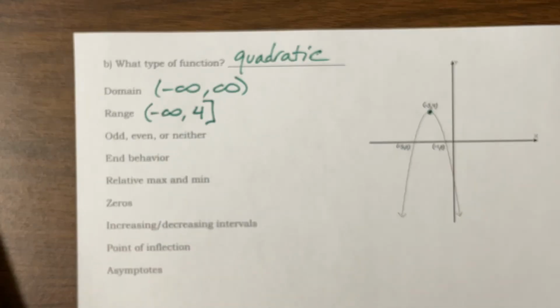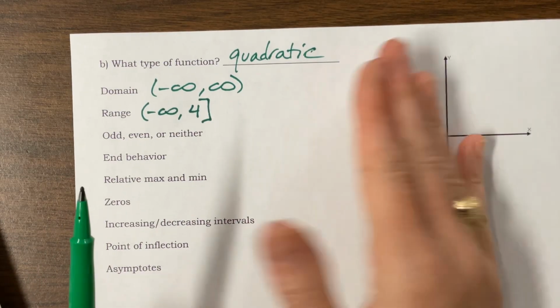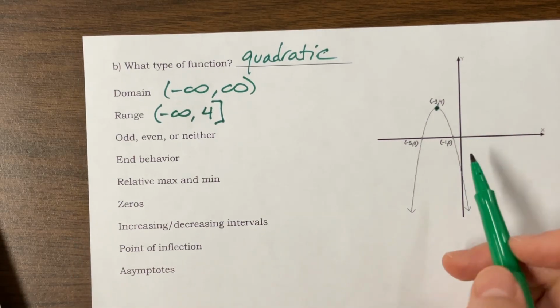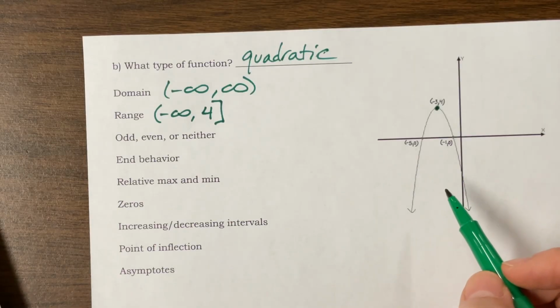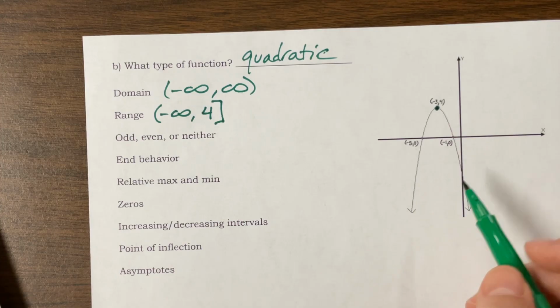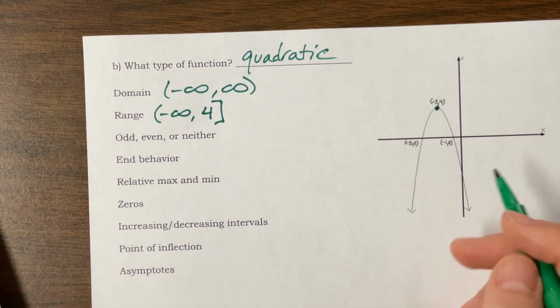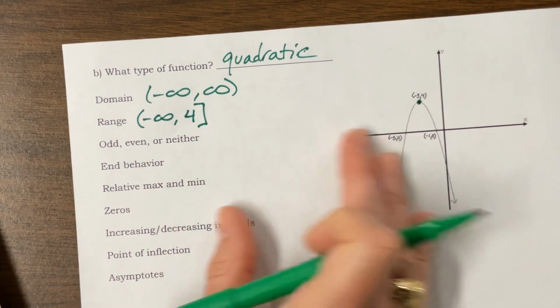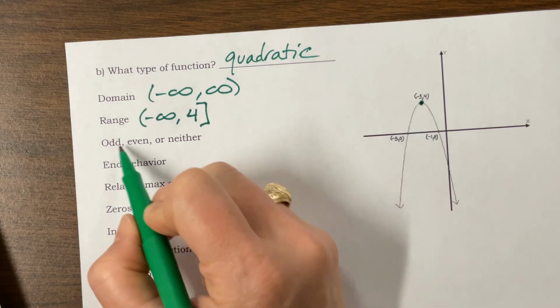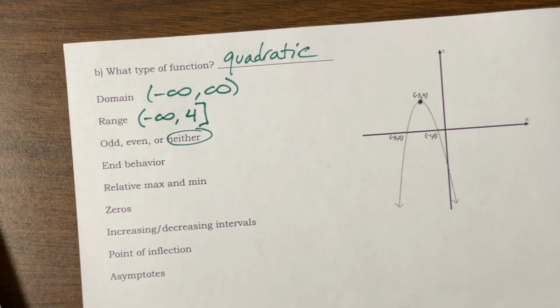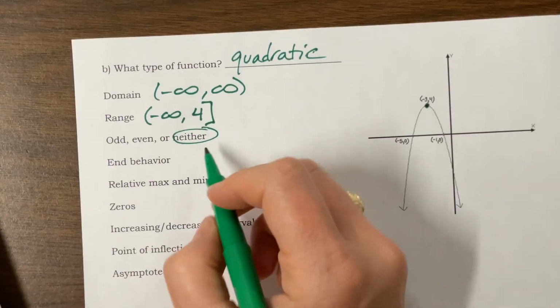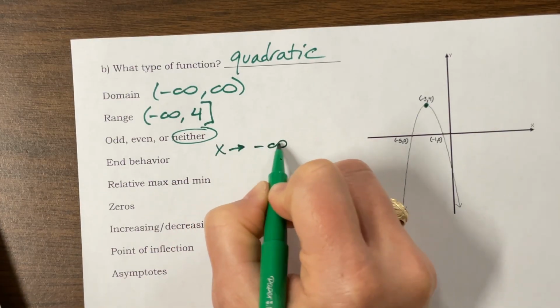Odd, even, or neither? Well, is this reflected over the y-axis? No. Now, the parent function is even, but as soon as you shift the parent function left or right, it is no longer even. Okay, so it's neither.